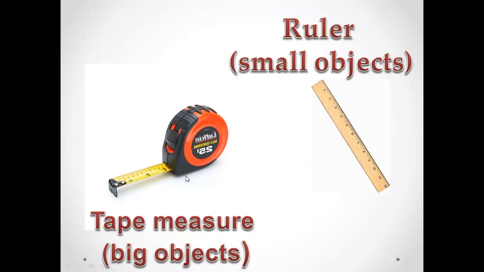المتر. So if we want to measure مثلا the door, the wall, the window, the board, if we want to measure the big things, we are going to use tape measure. Okay, but the ruler for the small objects. الأشياء الصغيرة we are going to use ruler. But the big objects الأشياء الكبيرة we are going to use tape measure.